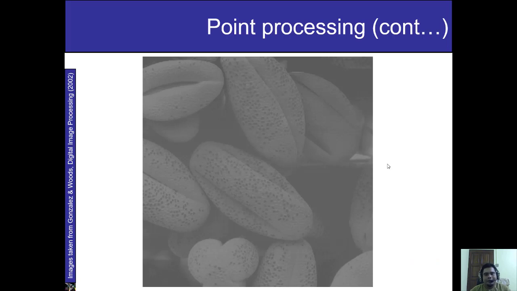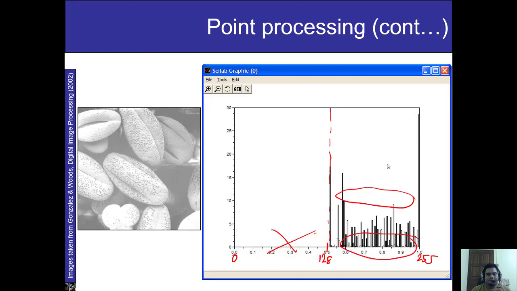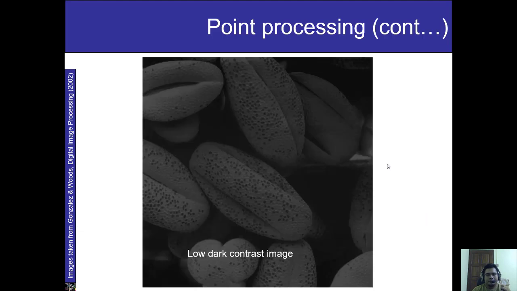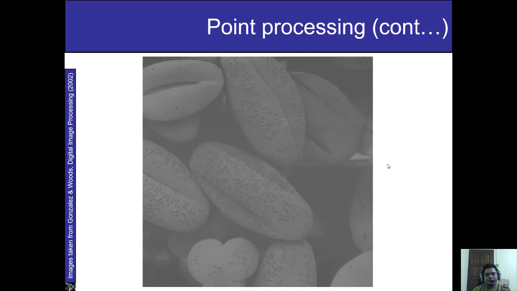Okay, how about this one? We have a high contrast image, we have a low dark contrast image, and then we have a low bright contrast image. How about this one? This one actually belongs to the low contrast images, but we cannot identify whether it is close to dark or close to bright. Since it's 50-50, it might be 50% going to dark and 50% going to bright. So that's why we don't call it bright or dark, we just call this one a low contrast image.